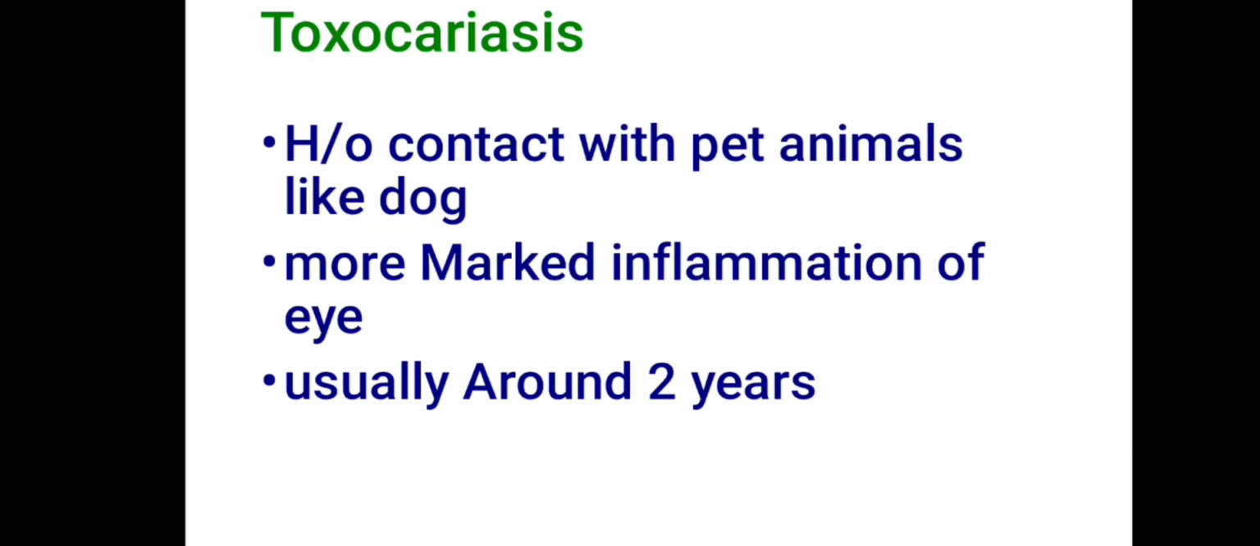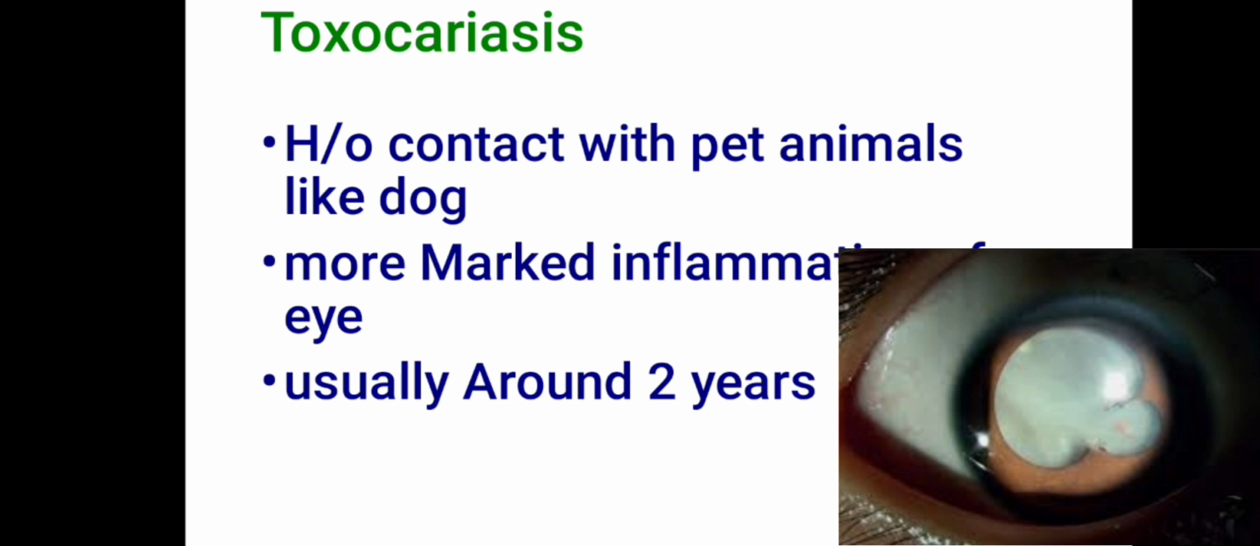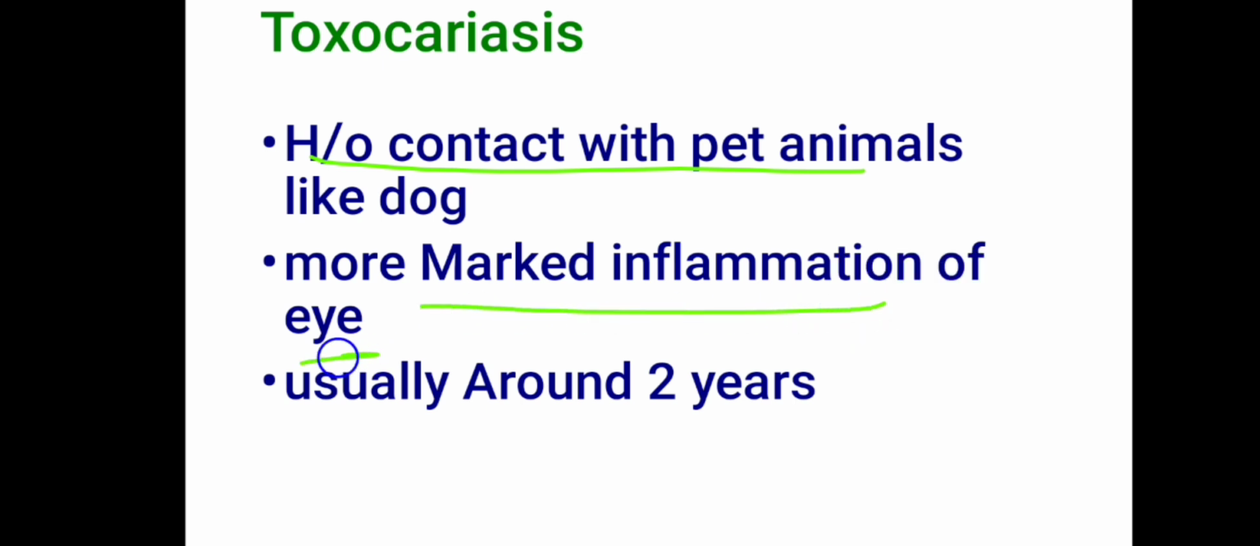The next DD for your white pupillary reflex is Toxocariasis. Whenever they give this case as a question, they usually mention that there is a history of contact with pet animals like dogs. Okay, and there is more marked inflammation of the eye. The eye is usually inflamed along with the white pupillary reflex, and the age of presentation is around 2 years. So these are the catch points: history of contact with pet animals, markedly inflamed eye along with the white pupillary reflex, and presenting around 2 years.